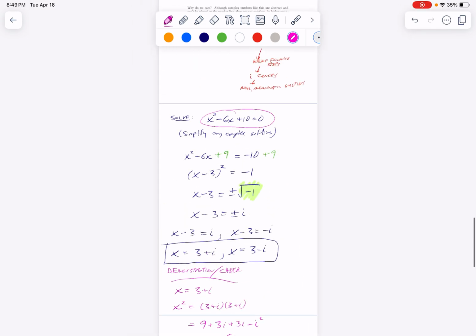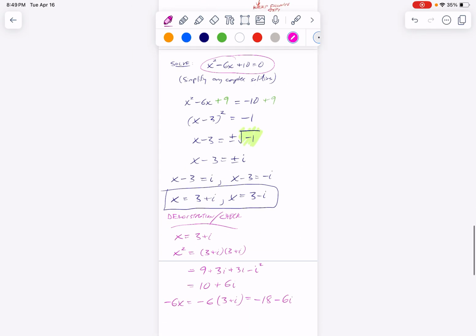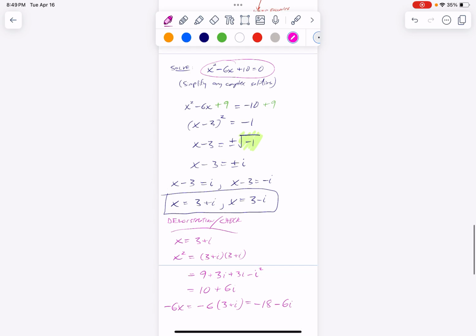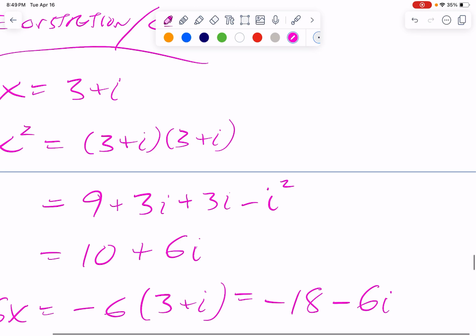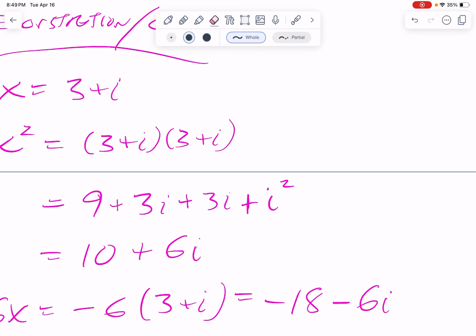Give me a second. Oh, sorry. I see what I did. So this should be just plus i squared here. And then that's an 8. I knew something was a little fishy.